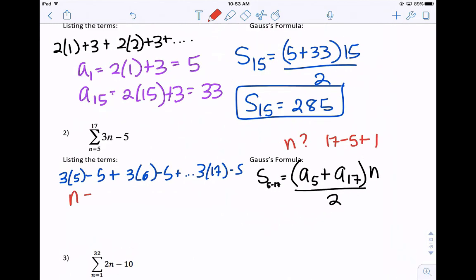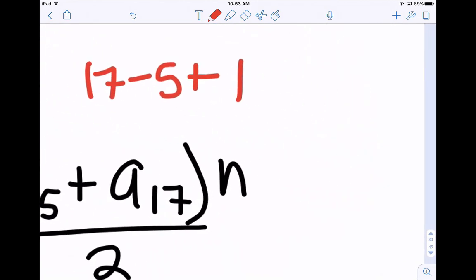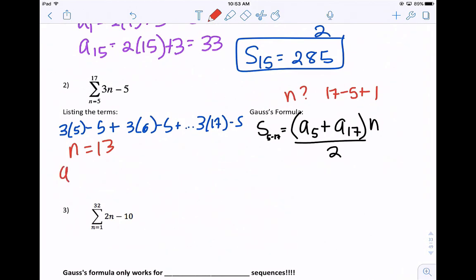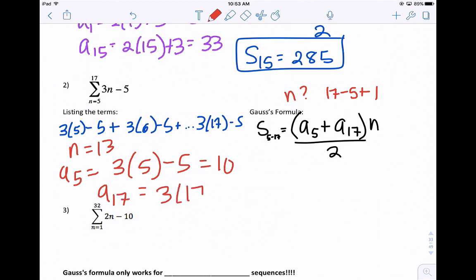So here, n is 13. That's the first thing I need, number of terms. We also need the 5th term and the 17th term. All right, so let's do that. The 5th term is 3 times 5 minus 5. 3 times 5 is 15, minus 5 is 10. Okay, so there's the 5th term. Let's do the 17th term we want here. All right, so the 17th term is 3 times 17 minus 5. All right, so that is 46.